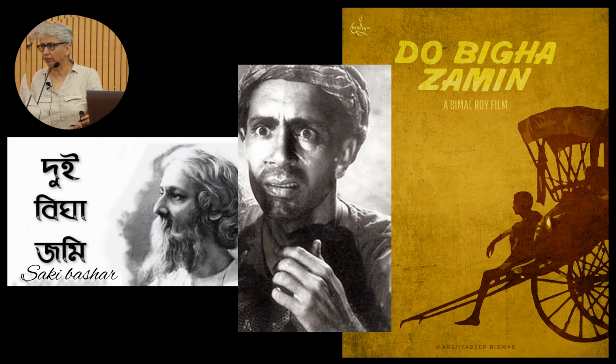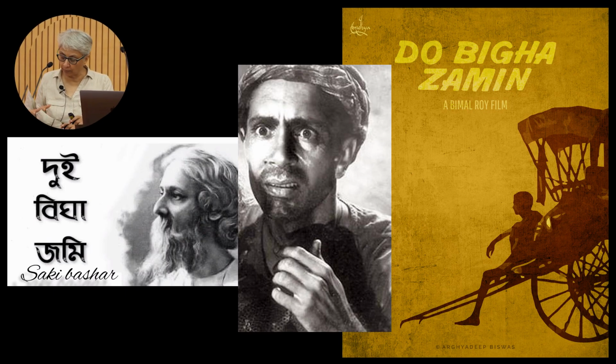To trace one thread, Dui Biga Jomi is a poem by Rabindranath Tagore. It depicts rural Bengal's agrarian hardship and the systemic exploitation of the poor by the powerful through the story of an individual who has lost his land and so his home, and wanders through a thickening mist of misfortune and longing. It inspired Bimal Roy's eponymous film, Do Biga Zameen, in 1953, which wrapped the Tagore poem in the vestment of film.